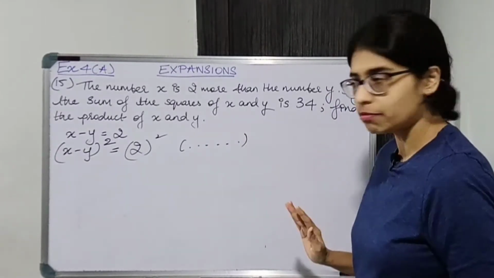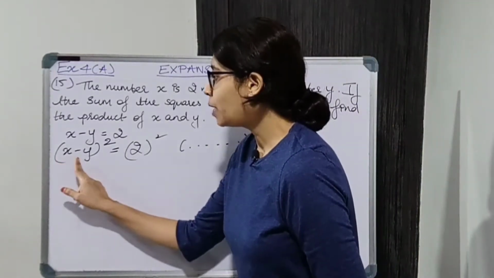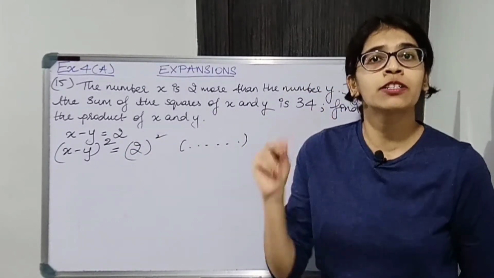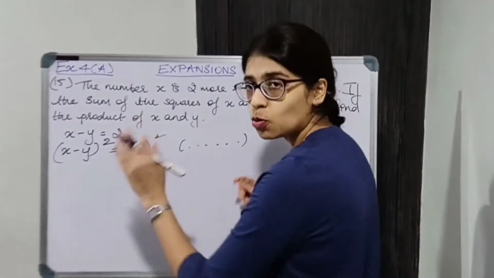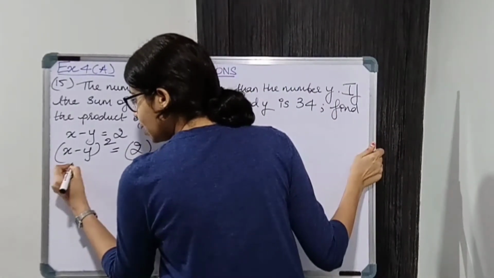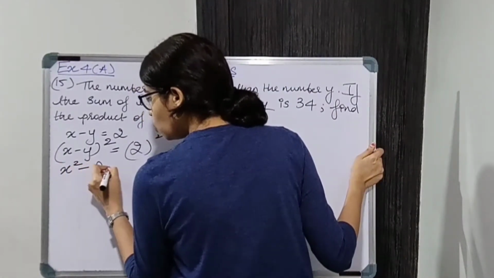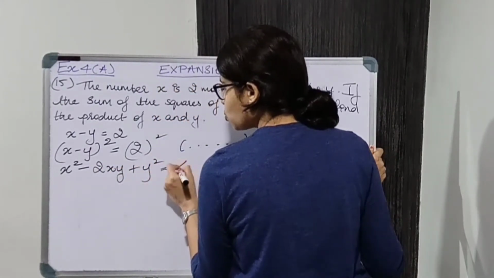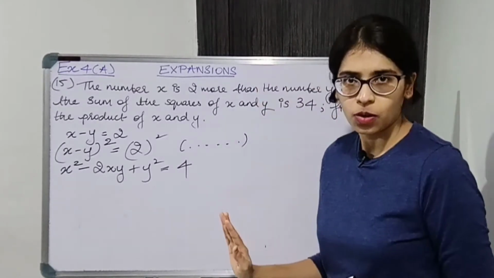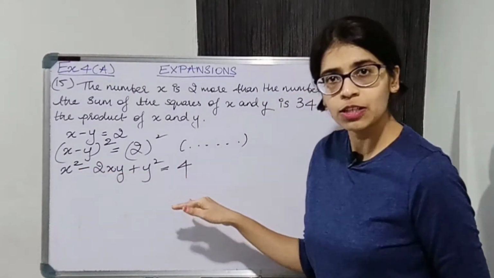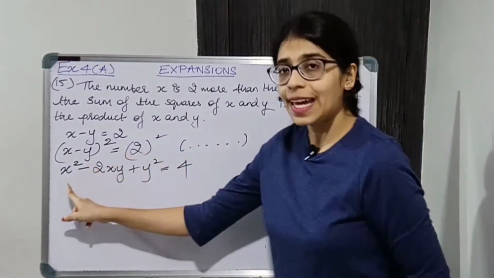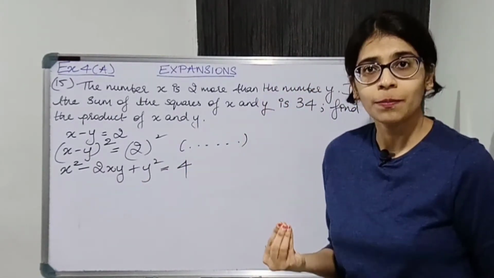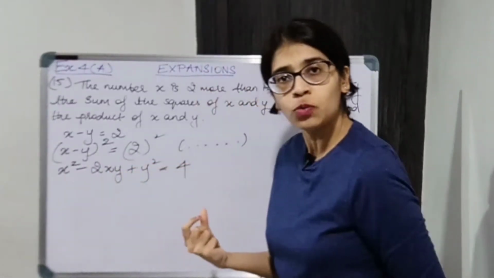sides. Okay. This is of the form a minus b the whole square. a minus b the whole square is nothing but a square minus 2ab plus b square. So we'll expand this. So x square minus 2xy plus y square is equal to 2 square gives 4. Okay, we expanded this using the identity. Now x square plus y square का value I am given. Okay, so we'll substitute the value.